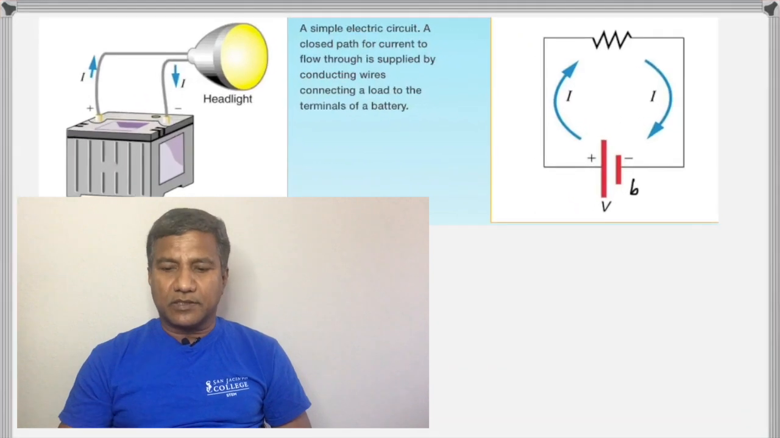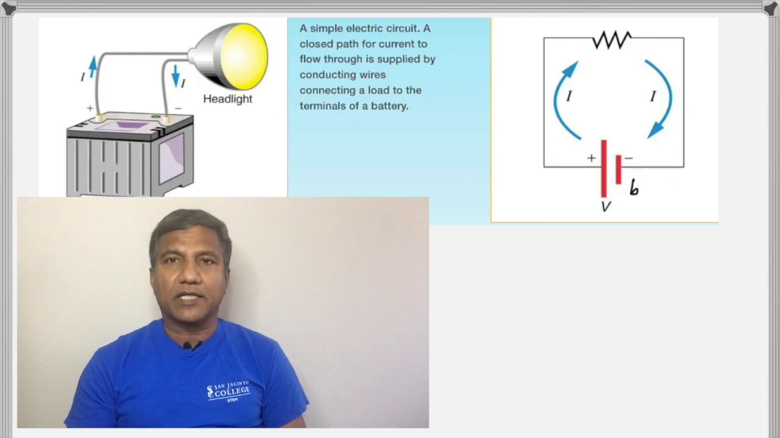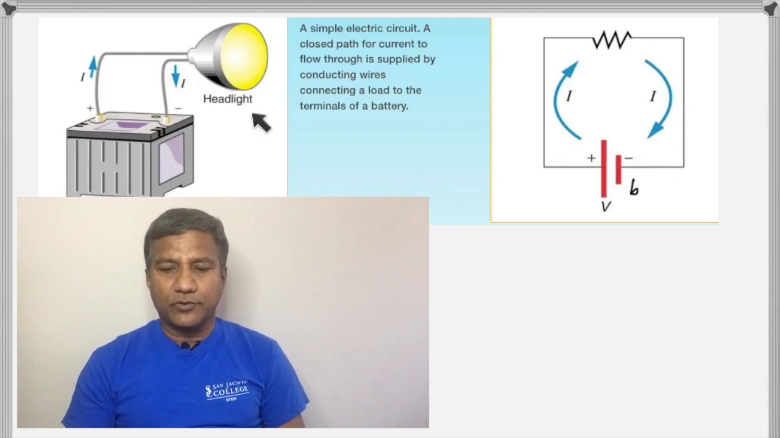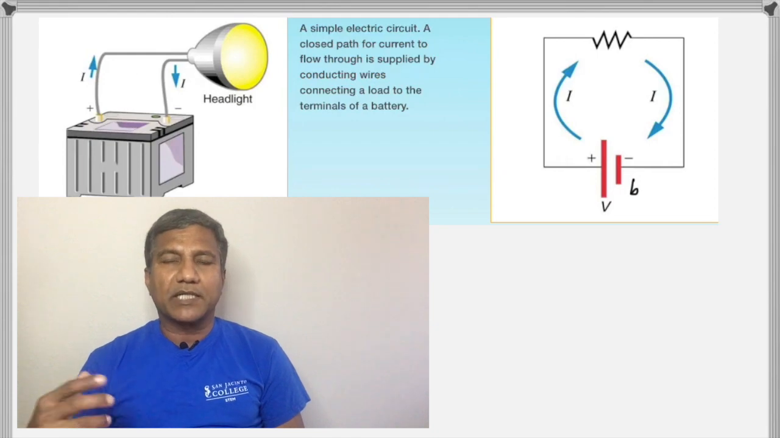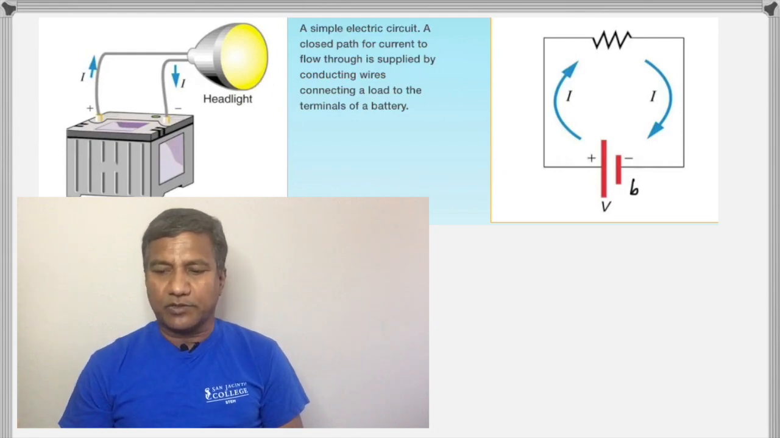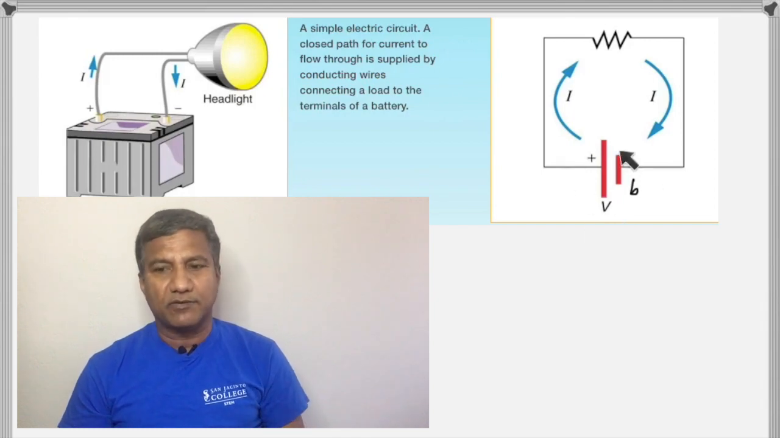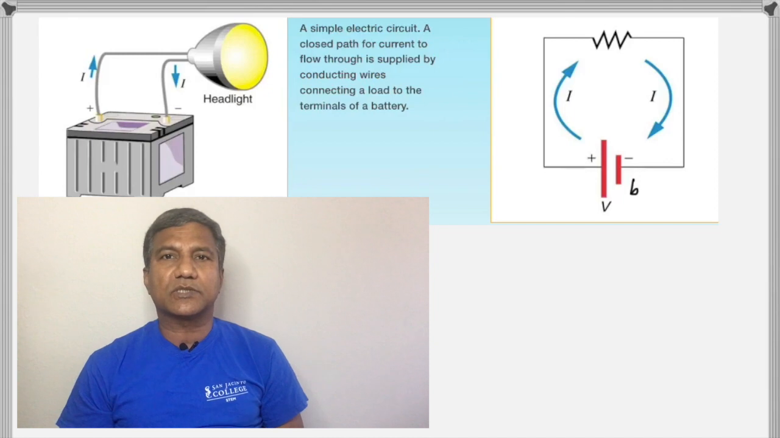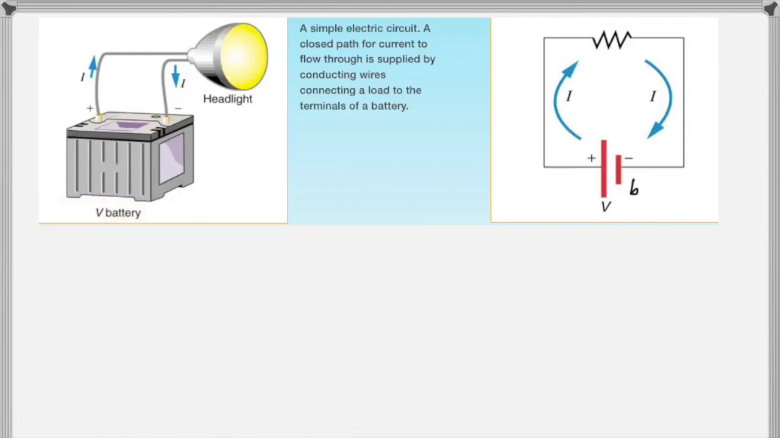So here is a circuit diagram that represents a battery connected to a headlight. So in real life you would show it as a battery connected by means of cables to a headlight, but in an electrical circuit you would represent the battery by a longer line that shows the positive and a shorter line that shows the negative. So that is the symbol for a battery or for a DC source.